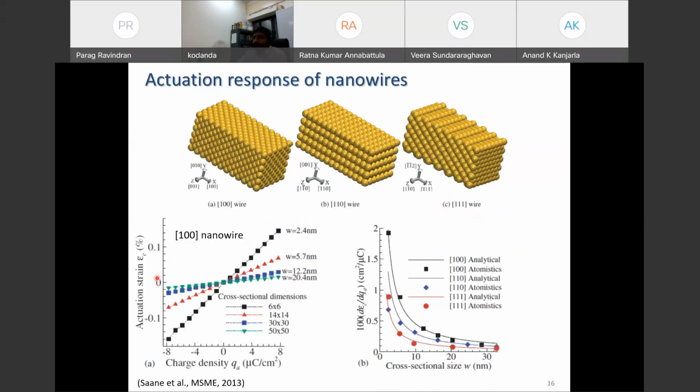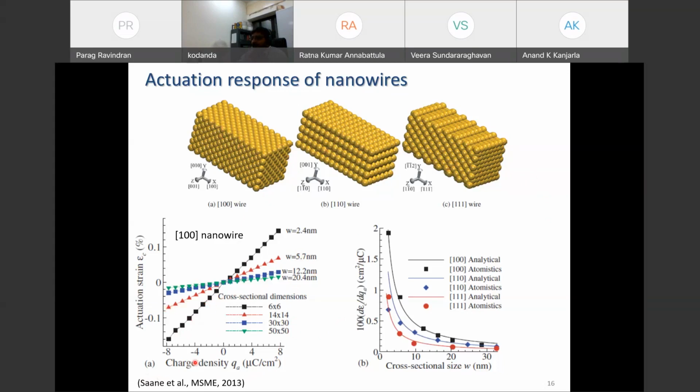So when you do that, you can see here, for various induced charge densities on the surfaces, we can get actuation strains for various crystallographic surfaces. You do several simulations and you can get it. Most of these simulations are actually done by my colleague, who was a PhD student in our former group, Shiva. So these nanowire simulations were actually done by him.